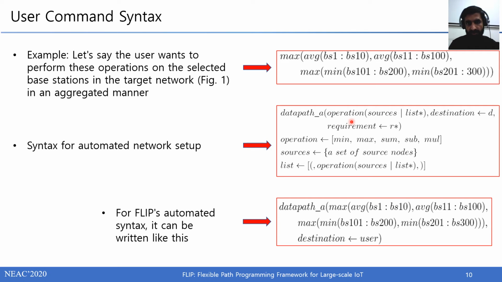So we have the operations, sources, list, destination, and requirement arguments. The operations can be minimum, maximum, calculating the sum, subtraction, or multiplication. The sources can be a set of source nodes, for example, the base stations like base station 1 to base station 10, and the list variable is a unique operand. It can take a simple variable like the source, or it can take in a new instruction in a nested way. So if we want to embed this instruction into the Flip syntax, we can write something like this.